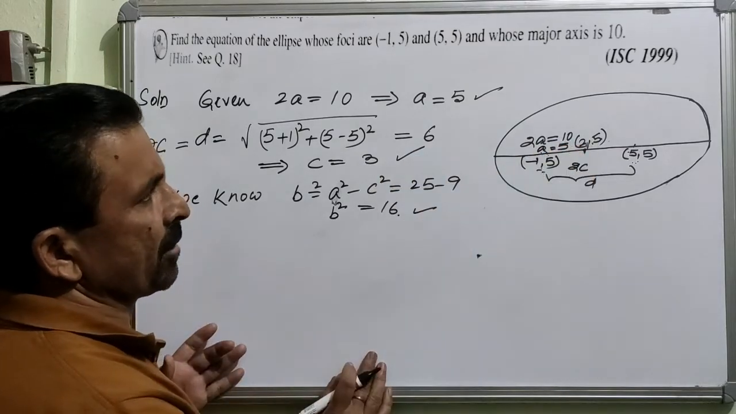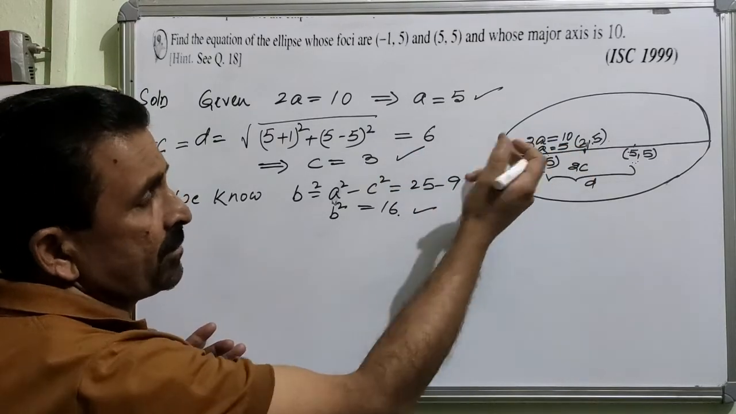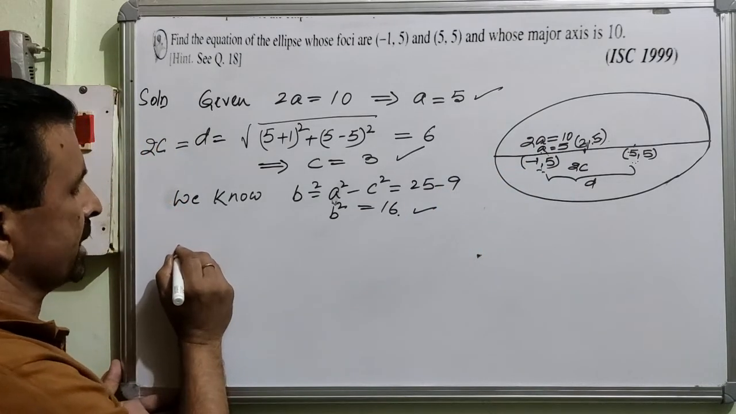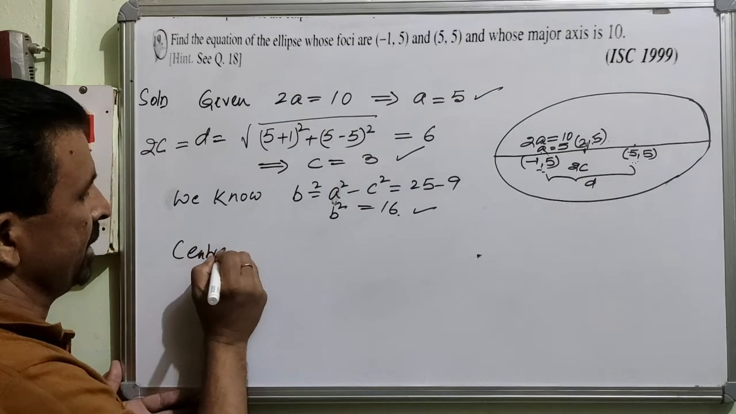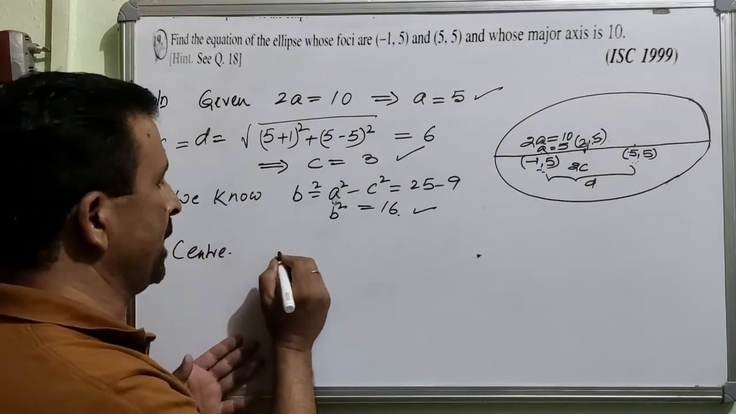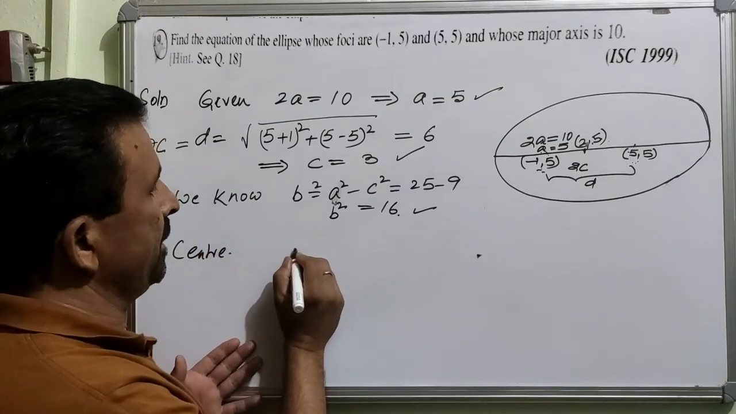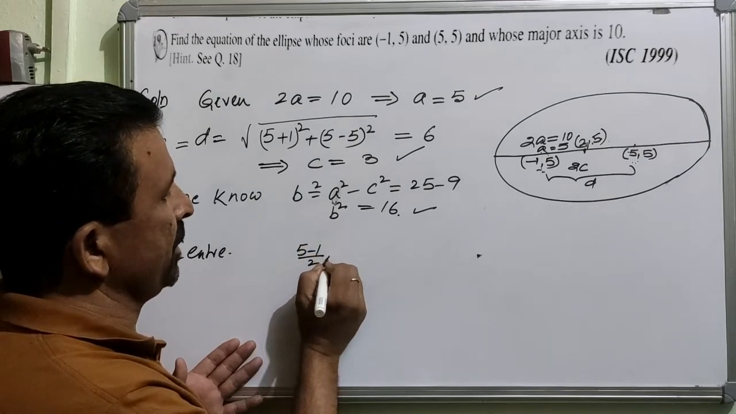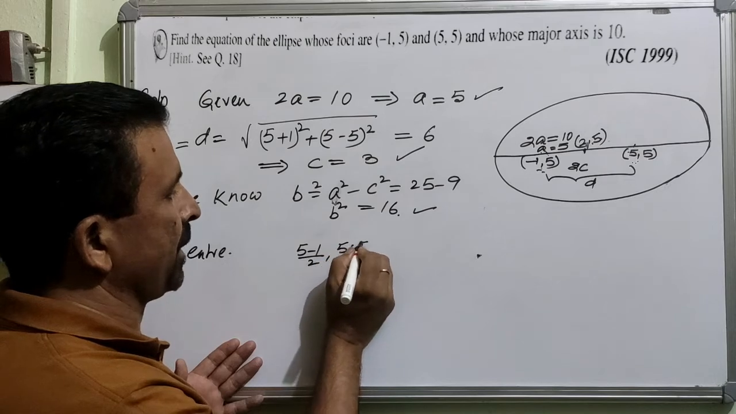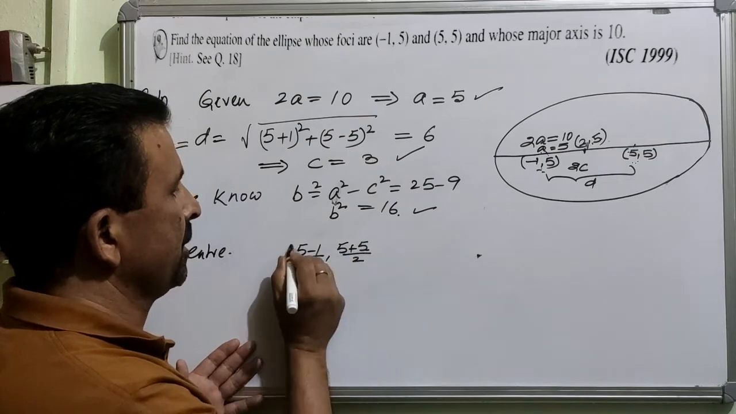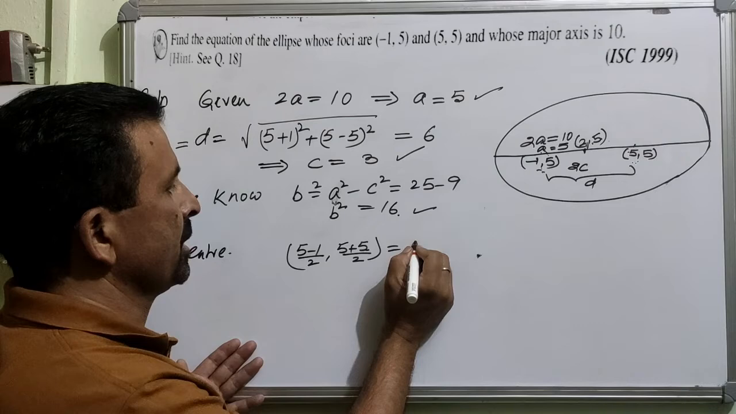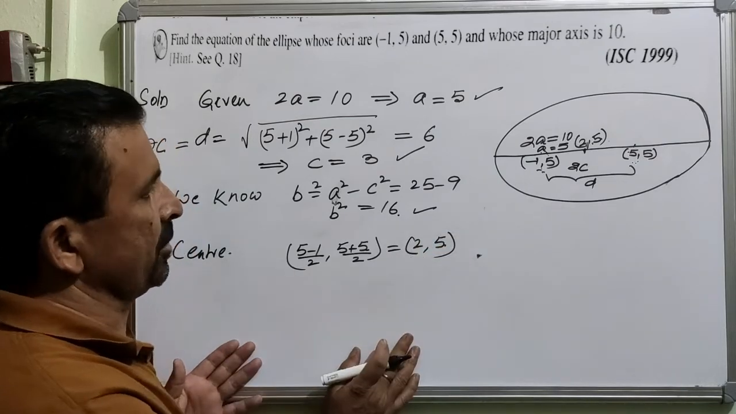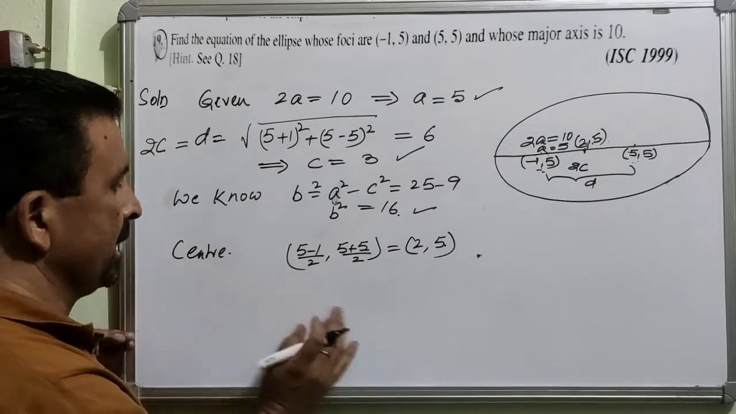Now we are trying to find out the coordinate of the center, which we have already calculated, but we have to show the process. So center, we are calculating using the midpoint formula. The x value will be (5 minus 1) over 2, and the y value will be (5 plus 5) divided by 2, right? This will be equal to 2, and this will be equal to 5. We got the coordinate of the center also. Now we are going to write down the equation of the ellipse.